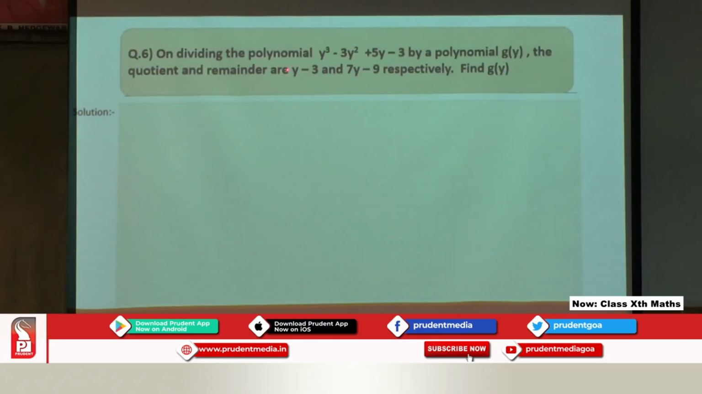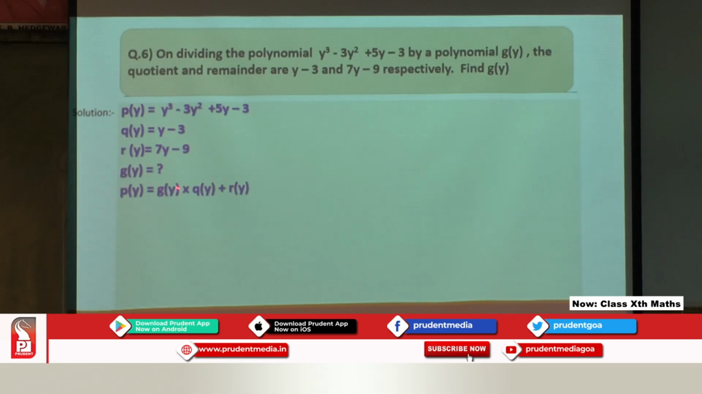On dividing the polynomial y cube minus 3y square plus 5y minus 3 by a polynomial g of y, the quotient and the remainder are y minus 3 and 7y minus 9 respectively. Find g of y. Here we should find the value of the divisor, that is g of y. P of y is y cube minus 3y square plus 5y minus 3. Q of y is given in the question as y minus 3, and r of y is given as 7y minus 9.